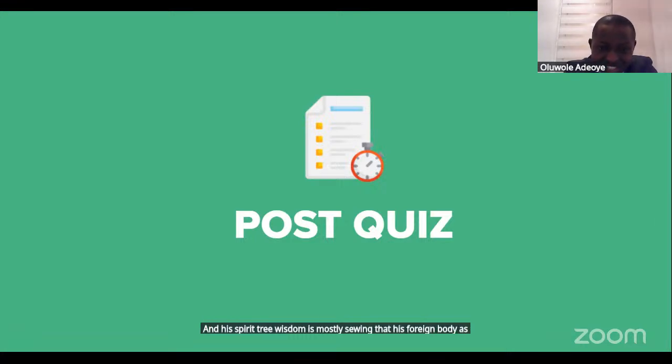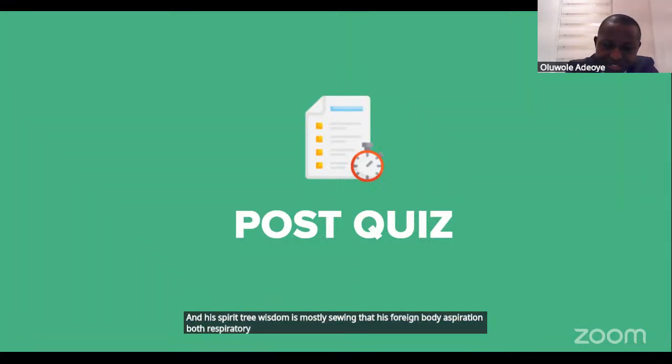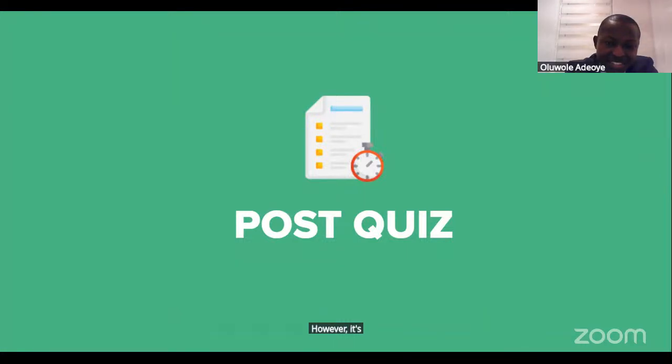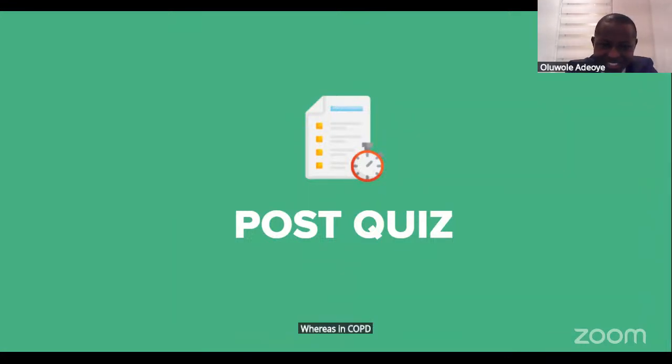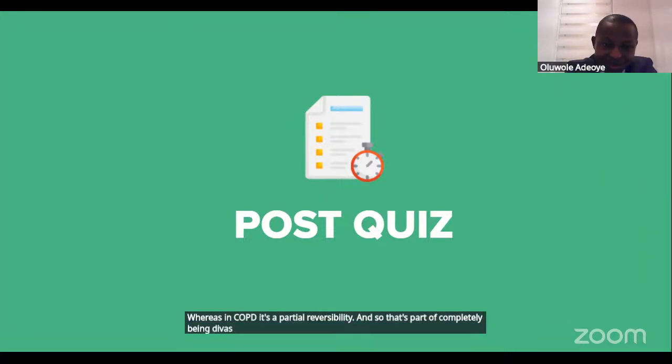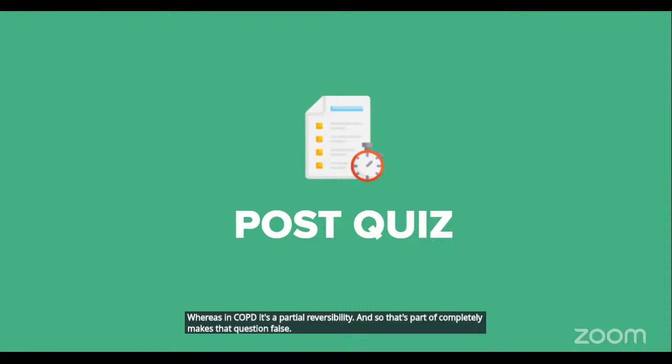But expiratory wheezing is found in those who have COPD or asthma. However, it's known that when a reversibility test is done, in asthma, it is completely reversible, at least almost completely reversible, whereas in COPD, it's a partial reversibility. And so that part of completely being reversible makes that question false. False.